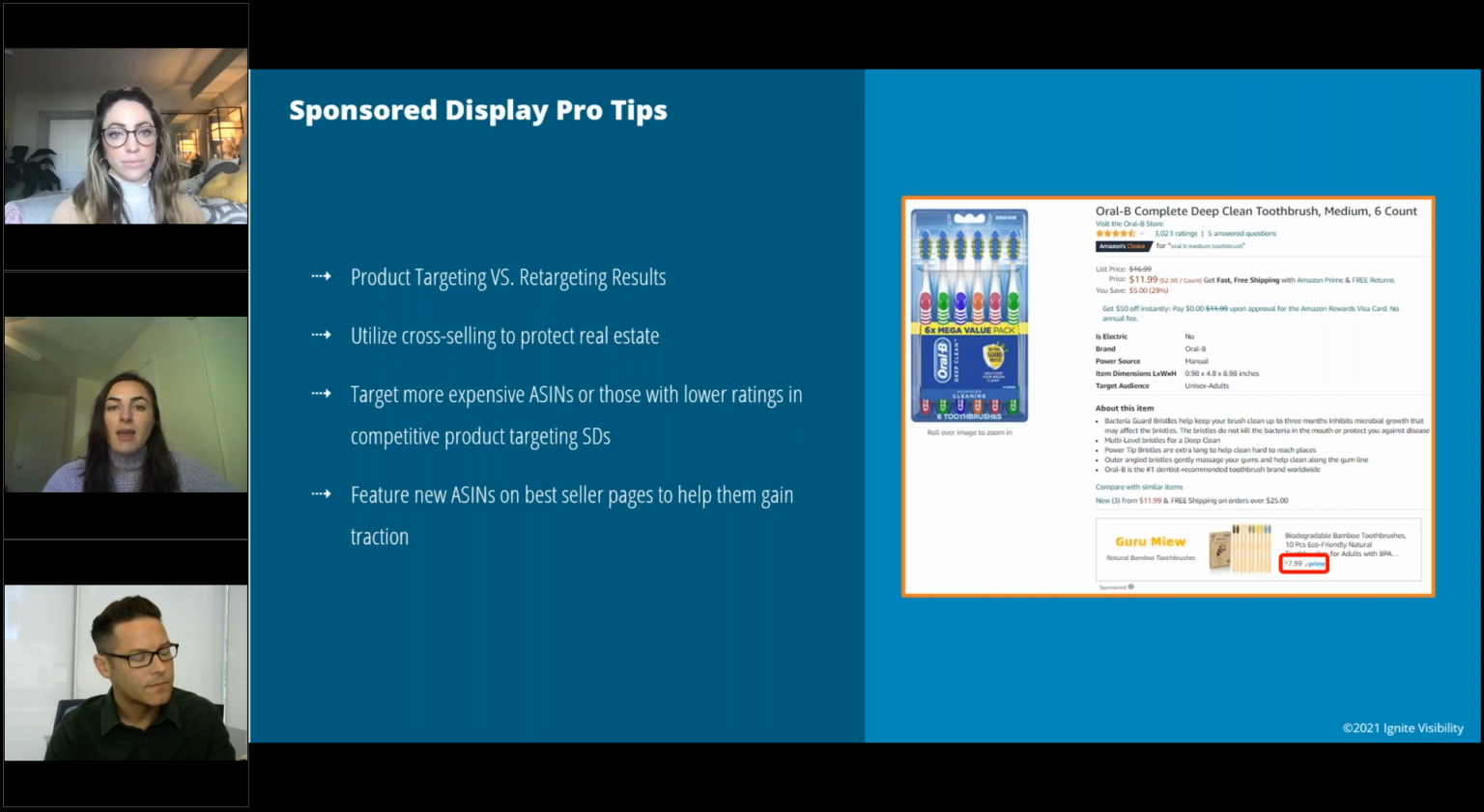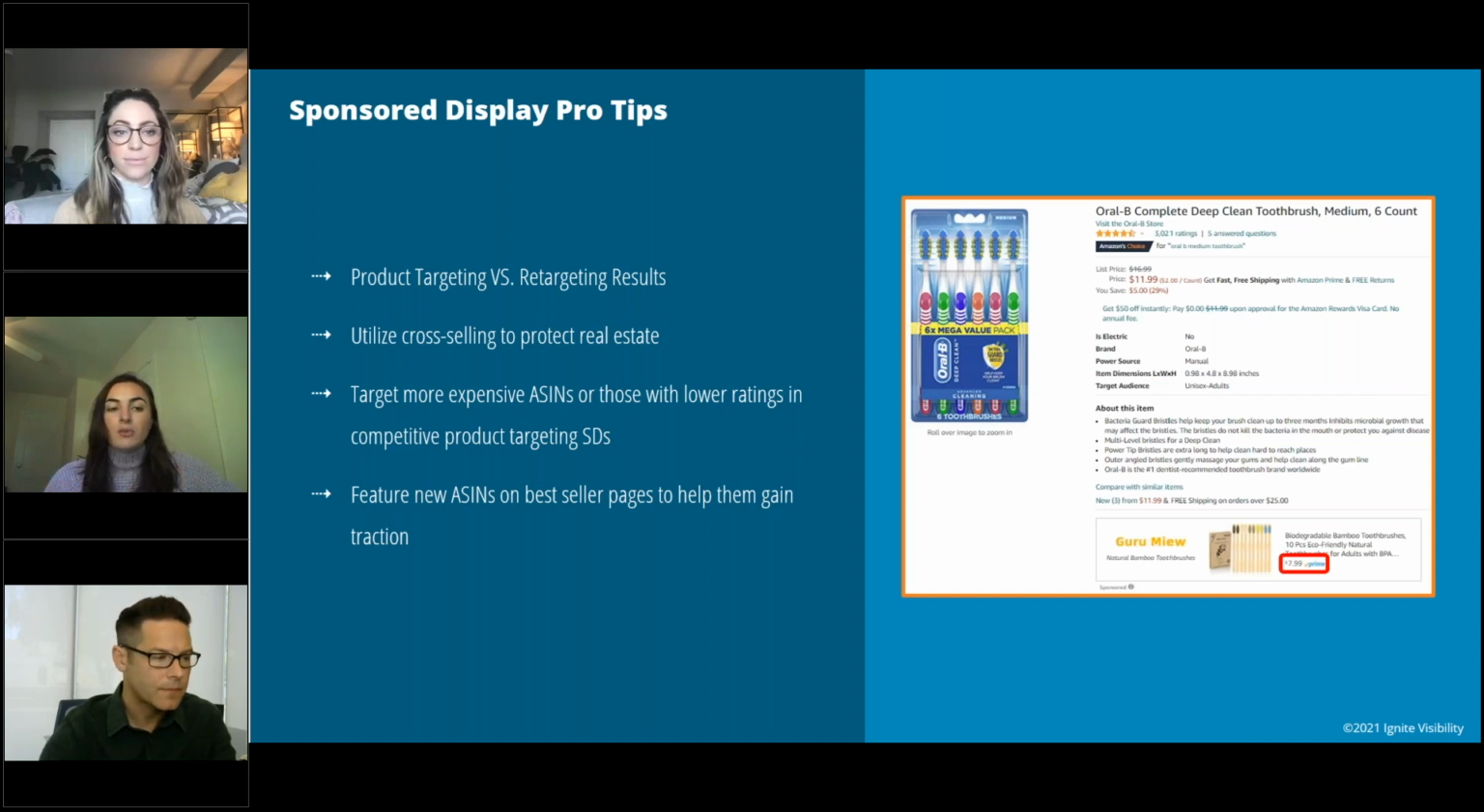We also definitely recommend and see great success cross-selling and protecting your real estate. So this screenshot on the right is of an Oral-B toothbrush set, and you can see there's another brand, Guru Mew, who's advertising and promoting their similar but less expensive product on this Oral-B page to help garner and bring in traffic from people that are shopping from Oral-B. So that's a perfect example of more of an offensive targeting strategy, and if Oral-B saw this, what we would recommend is more of a defensive strategy to help keep any potential competitors off of their page.